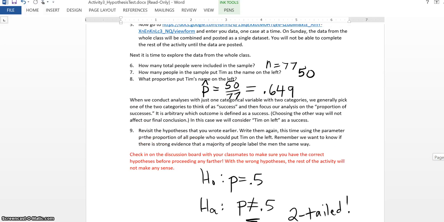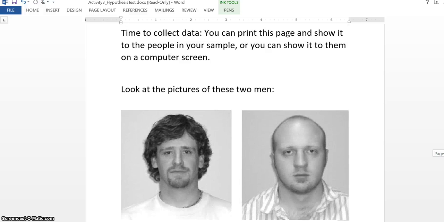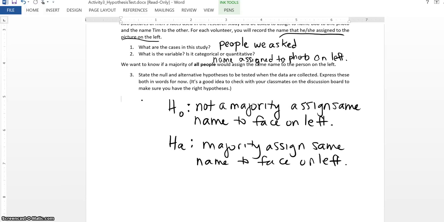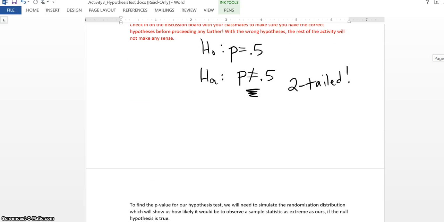One more thing I want to say about that. I can see in my sample that the proportion who said Tim was on the left is higher than Bob. So why am I not doing a right-tailed test? The reason is that my hypotheses should be based on my original research question, not on my data. Since my original alternative hypothesis is that a majority assigned the same name to the face on the left, not necessarily more to Tim, either way, my hypothesis should reflect my research question, not my sample data. So it's two-tailed.